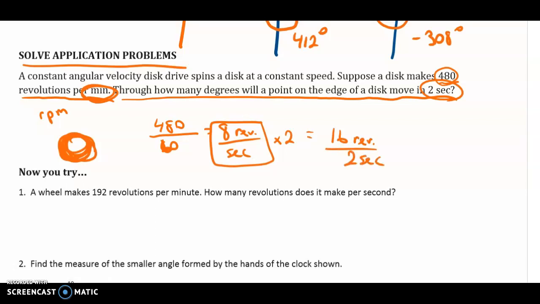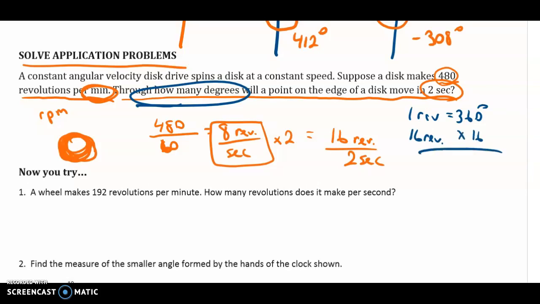Okay, so what does that mean? Have I answered my question? No, because it asked how many degrees. Well, remember, one time around the circle, so one revolution, that's equal to 360 degrees. So I'm doing that 16 times. So I'm going to multiply that by 16. So I'm going to take 16 times 360 and get 5,760, and that would be in degrees.